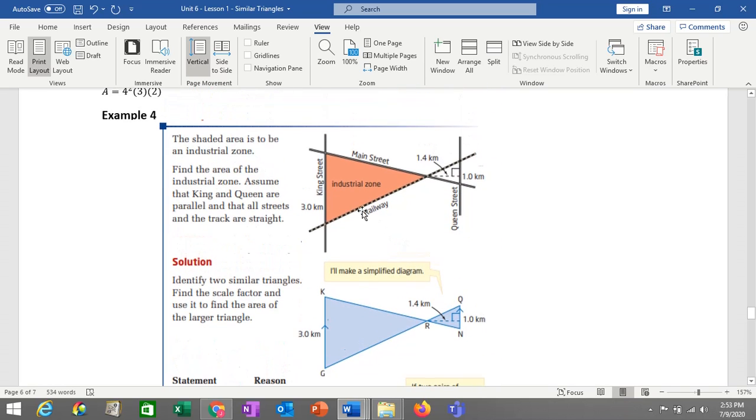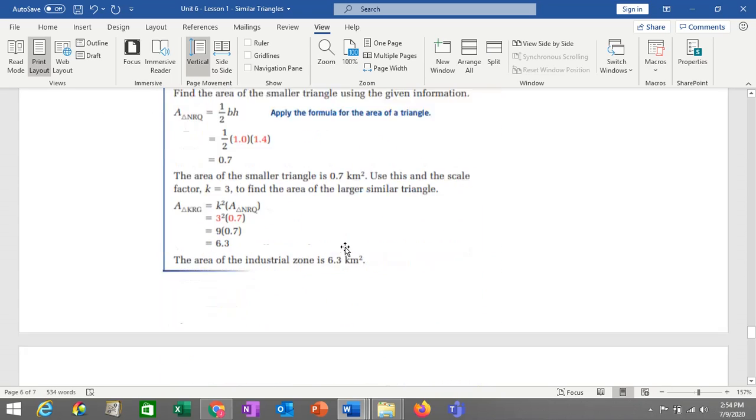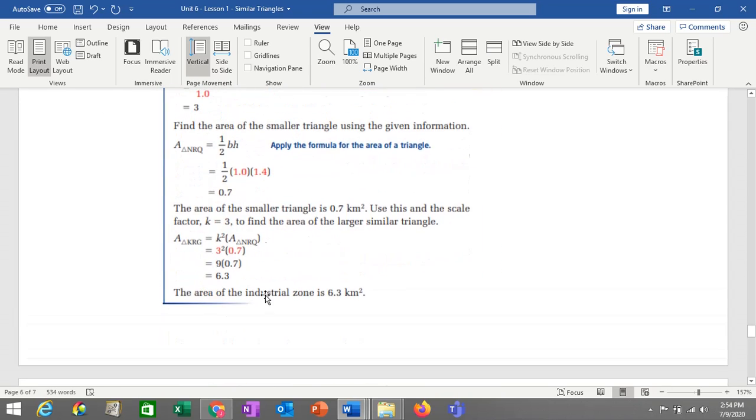We want to remember our units. It is a word problem, so it does tell you that these sides are in kilometers, so we want to put that in our units. So the area of the industrial zone, therefore, is 6.3 kilometers squared. It is a word problem. Make sure you include a statement.